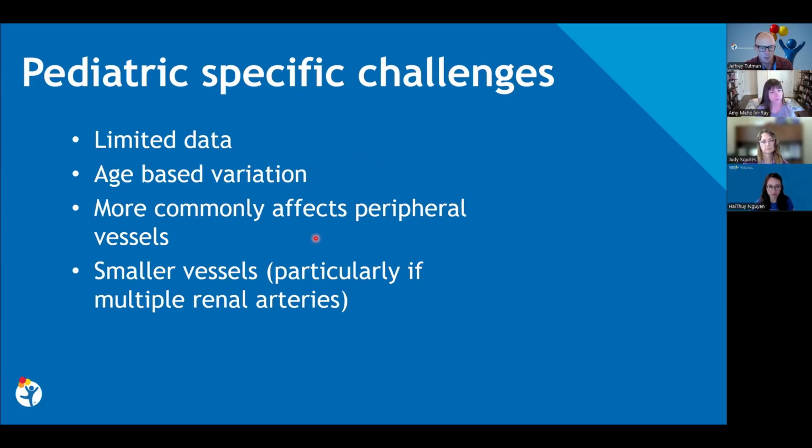Pediatric patients more often will have peripheral vascular involvement as compared to the adult population, where it's typically atherosclerosis, which typically affects the main renal arteries. Then from a technical point of view, the vessels being smaller just makes them more difficult to interrogate, particularly as we get out to the accessory vessels or the more peripheral vessels.